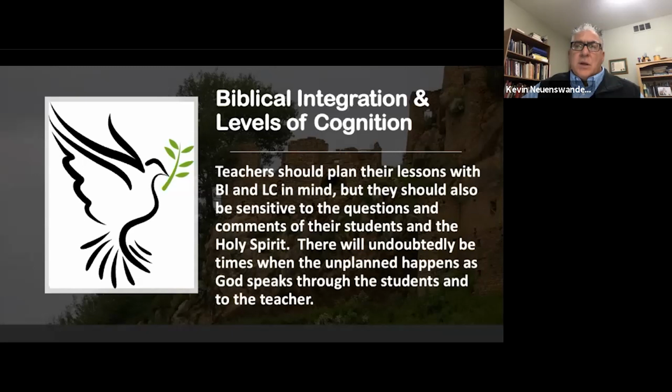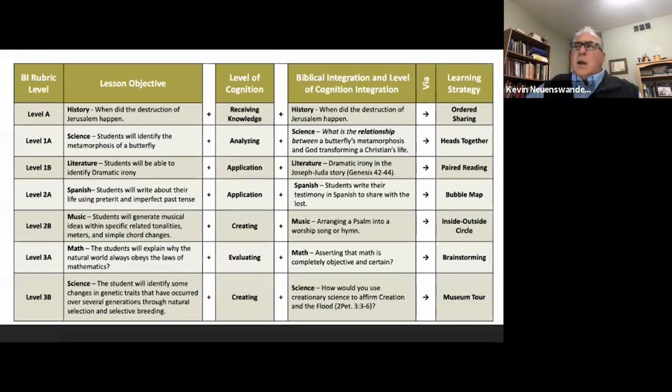One of those questions comes up, or the teacher, from the sense of the Holy Spirit, comes up with just a great biblical integration piece. That's so exciting. So here's just a tool that might be helpful to you.